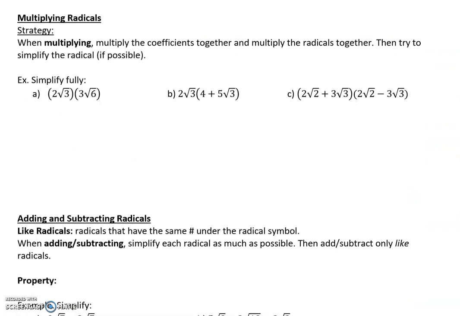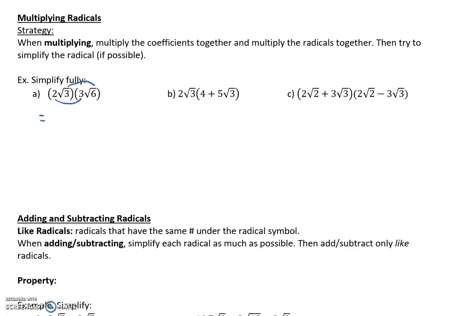The strategy that we're going to use is when multiplying, we multiply the coefficients together and multiply the radicals together, so that we're using that second property. Then we try to simplify the radical if possible. So 2 root 3 times 3 root 6. We're going to multiply these numbers together, and we're going to multiply these numbers together under the square root.